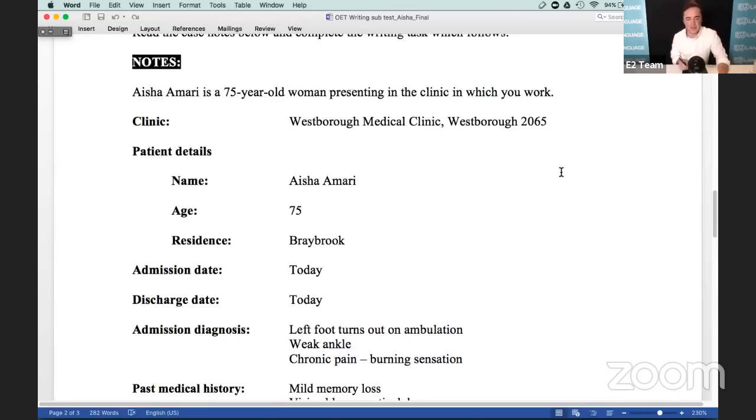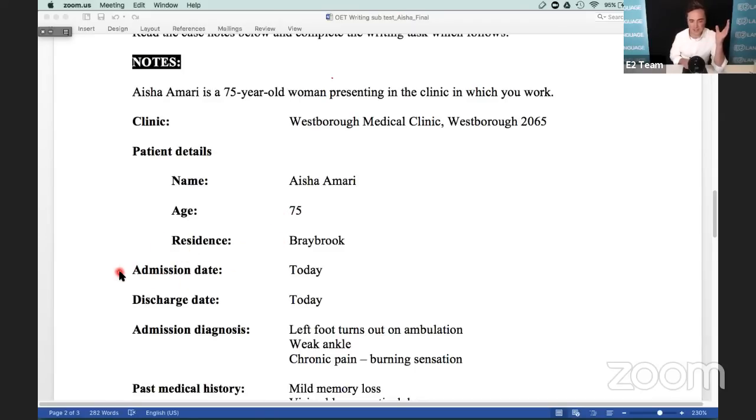So let's have a think about this. Let me get out my spotlight here. Just bear with me. Cool. So here we go. Here's the patient, Aisha Amari, 75 years old. So she came to the clinic in which I work. Fine. She's a 75-year-old woman. Okay, here's my clinic's address, Westboro Medical Clinic, Westboro. Fine. The name of the patient, Aisha Amari, 75. Braybrook, that's where she lives.